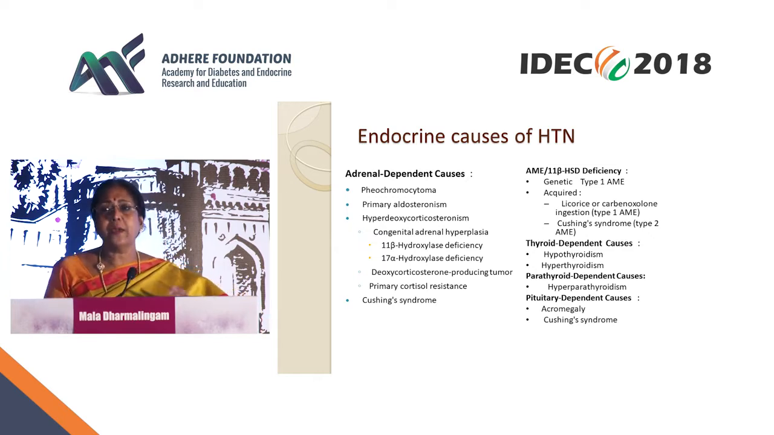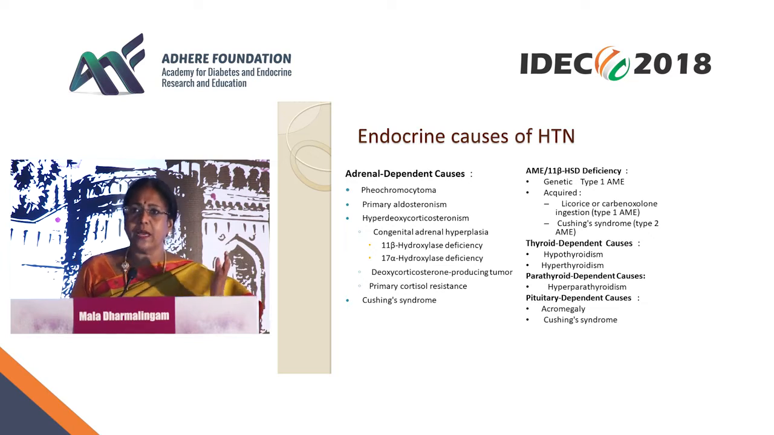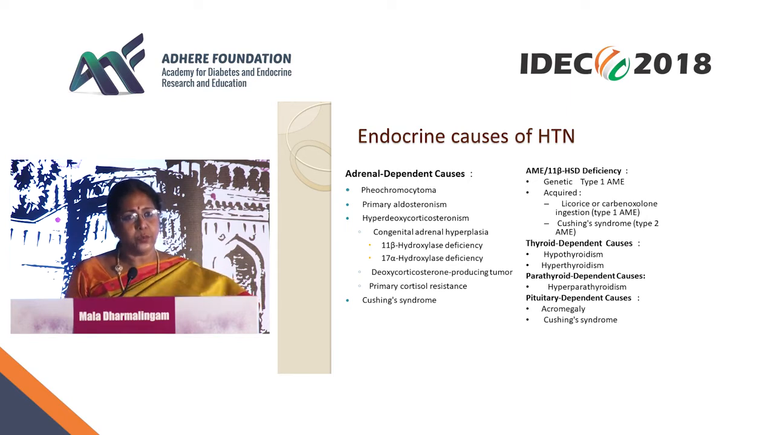If there is a DOCA-producing tumor, primary cortisol resistance, Cushing's syndrome, 11-beta HSD deficiency, and we also know about thyroid. Hypothyroid will cause diastolic hypertension. Hyperthyroid will cause systolic hypertension because of the mechanism. In hypothyroid, there is increased peripheral vascular resistance, and in hyperthyroid, there is increased cardiac output, thereby causing hypertension. And there are parathyroid dependent causes and pituitary causes like acromegaly. I won't go through the last segment in detail because they're very obvious when it comes and we do screen. But I will be talking about pheo and primary aldosteronism in detail.